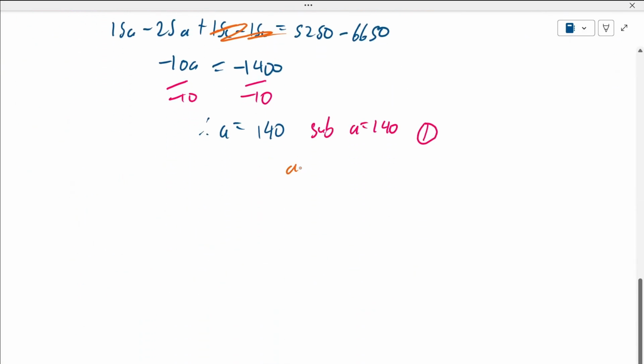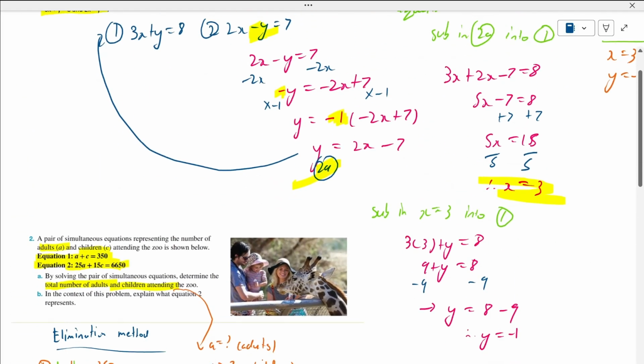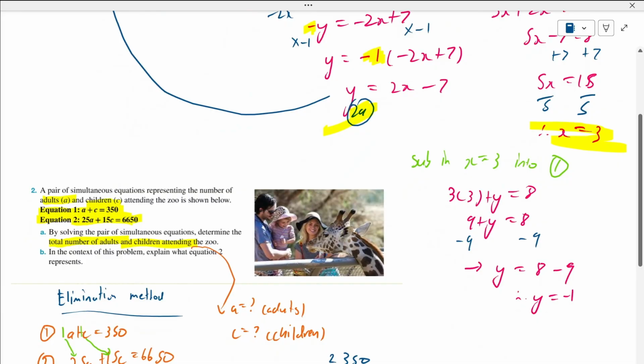Let's write that down again. A plus C equals 350. So we can sub it into the equation now. 140 plus C equals 350. So therefore C is going to be equal to 210. Okay, so that's what we've done. We've done part A, so we can take that off.